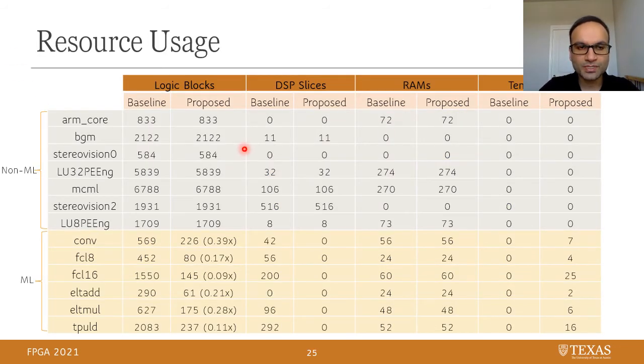Let's look at resource usage now. For non-ML designs, the resource usage did not change between the baseline and the proposed FPGAs. That's because no tensor slices were used. But in ML designs, tensor slices were used instead of DSP slices in these designs. And we also saw a significant reduction in logic block usage in these designs as well.